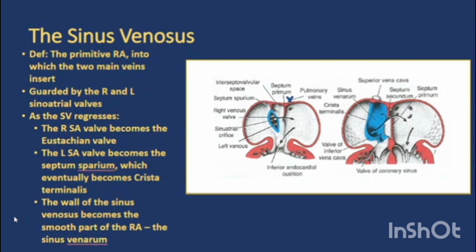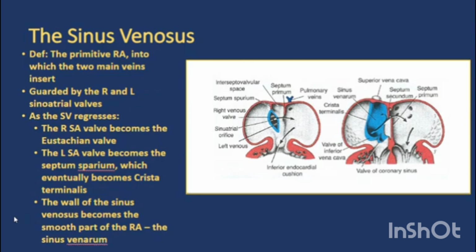It is guarded on the right and left by two sinoatrial valves, which will become the eustachian valve and the crista terminalis. When the sinus venosus regresses as the heart develops in utero and as we're getting ready for delivery, the right sinoatrial valve regresses to become the eustachian valve, and the left SA valve becomes the septum spurium, which eventually becomes the crista terminalis. The degree of regression differs widely from one individual to another.